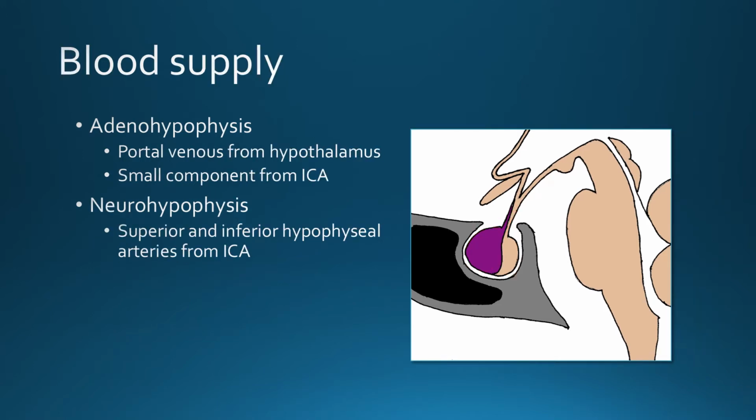Okay, the blood supply. The adenohypophysis gets most of its blood supply through the portal venous system. That's the hypothalamo-hypophyseal portal venous system, and only a small component directly from the internal carotid. The neurohypophysis gets its blood flow directly from the superior and inferior hypophyseal arteries, which are small branches of the internal carotid.